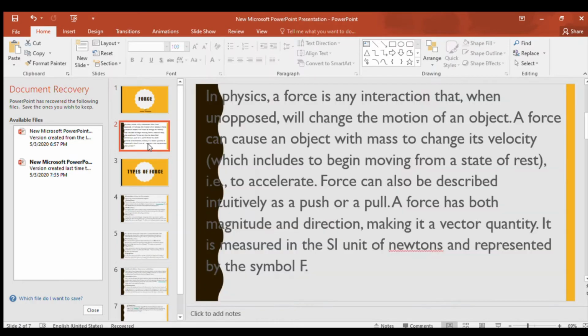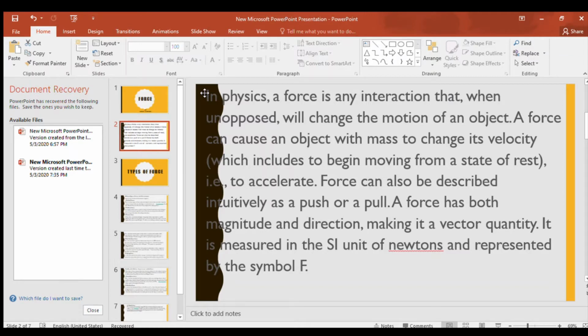First, what is force in physics? Before going deep into the topic, I want to say a simple sentence: a force means a push or a pull of an object. In physics, a force is any interaction that, when unopposed, will change the motion of an object.